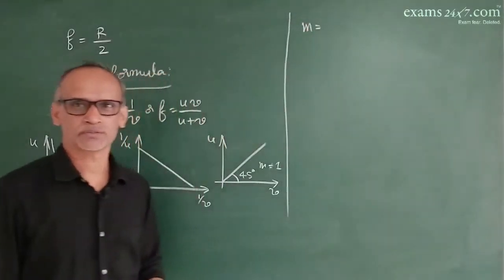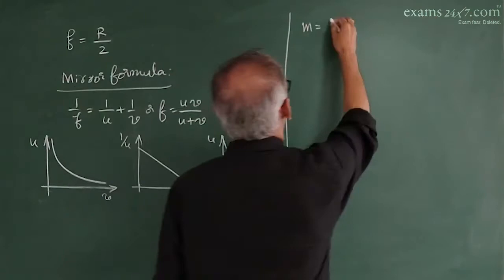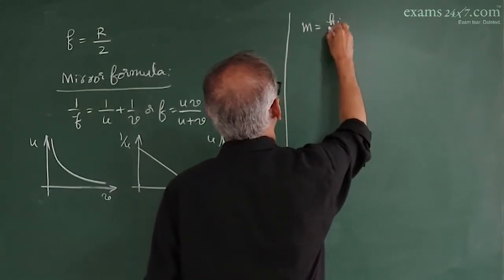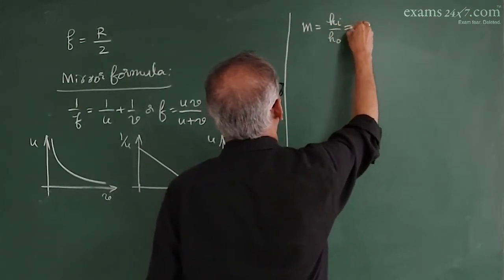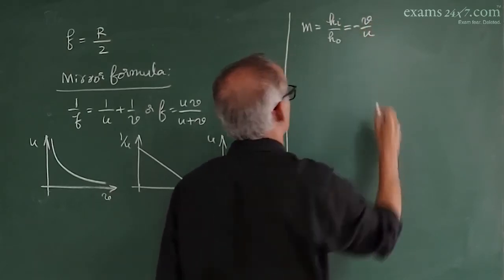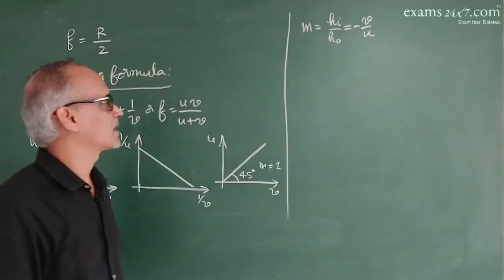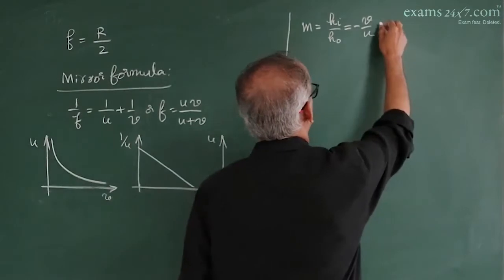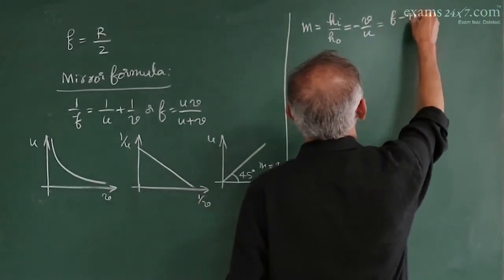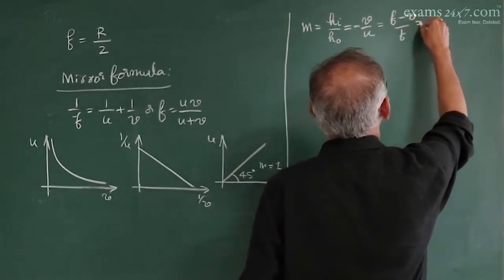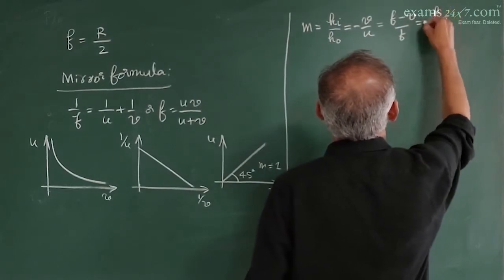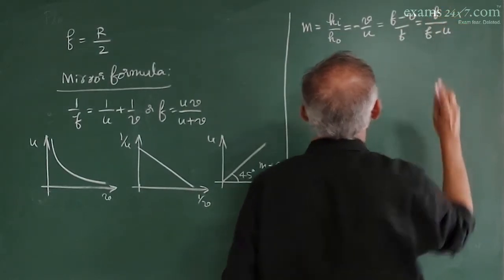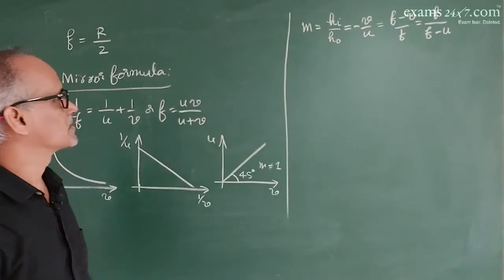Linear magnification, M, is the ratio of the height of the image to the height of the object. It's also equal to the negative of the ratio of the image distance to the object distance. It's also equal to (F minus V) by F, and that's also equal to F by (F minus U). So what is the significance of this linear magnification?